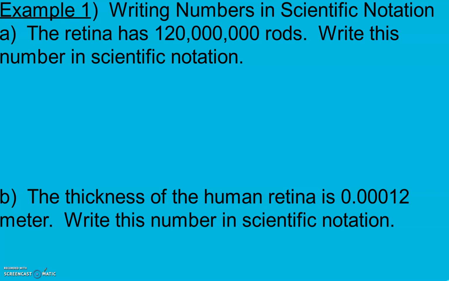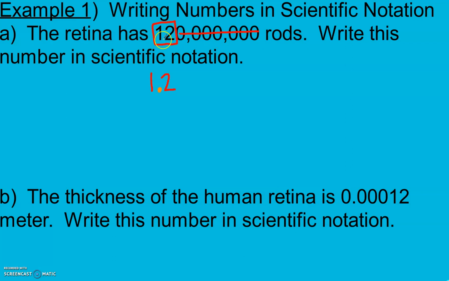The retina has 120 million rods. Write this number in scientific notation. So here, we only worry about the 1 and the 2. All the rest of these zeros, we don't care about. We only care about zeros if they're in between non-zero numbers. So if it was like 1, 0, 2, 0, 0, 0, 0, then we care about the 0. But otherwise, we don't. Not in scientific notation. So I write my 1 and my 2. We want exactly one number in front of our decimal. So I put my decimal after the 1.